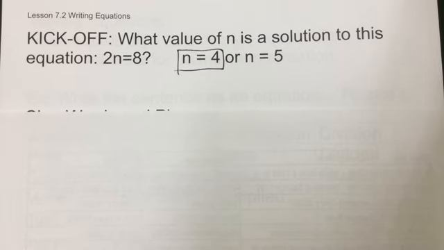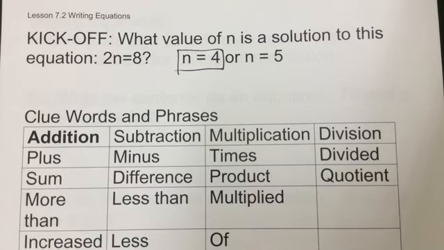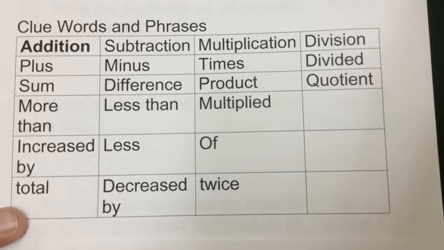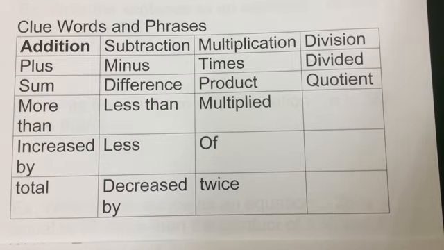So when it comes to writing out the equation, in the sentences there are going to be these clue words. If we're dealing with addition, it's going to be something like plus, the sum, more than, increased by, the total. Think of that as addition. Subtraction would be minus, difference, less than, less, or decreased by. Multiplication: times, product, multiplied, twice, or cubed, where we're multiplying by a certain number. Division is pretty much going to be divided by, quotient. It's pretty limited there.